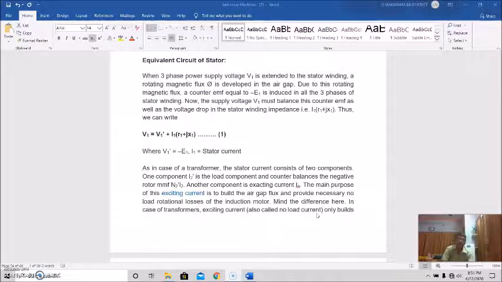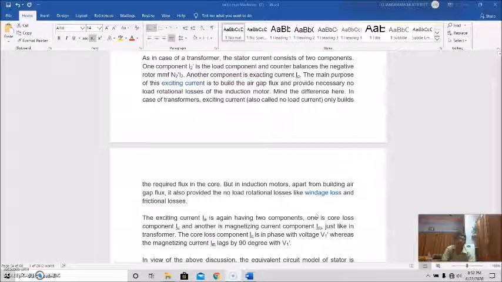So mind the difference. In a transformer, the exciting current, also called the no-load current, only builds the required flux in the core. But in induction motors, apart from building the air gap flux, it also provides the no-load rotational losses like windage loss and frictional loss. So this is very important.